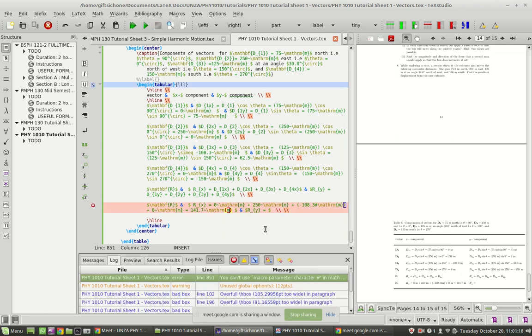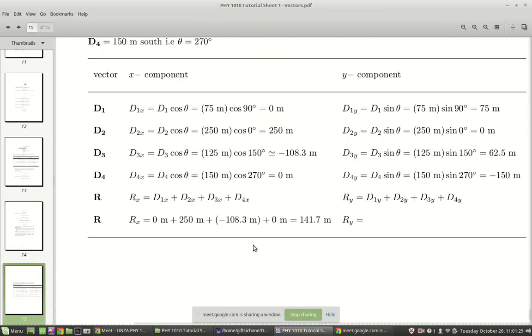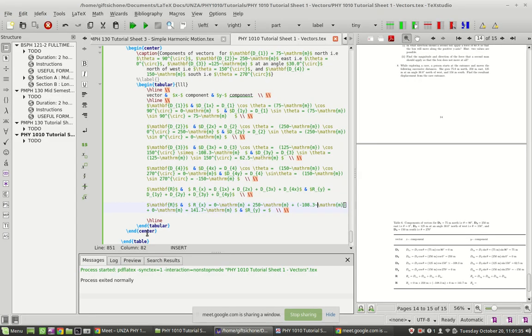Just a minute. Okay, so we get that. I think I need to add another line. Then for the Ry, we add up all the components.